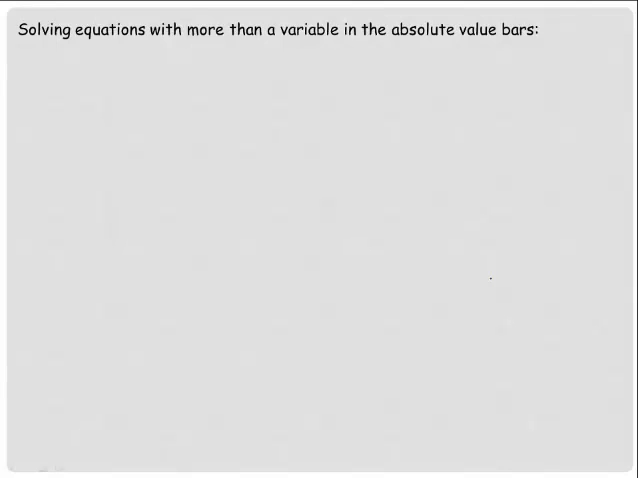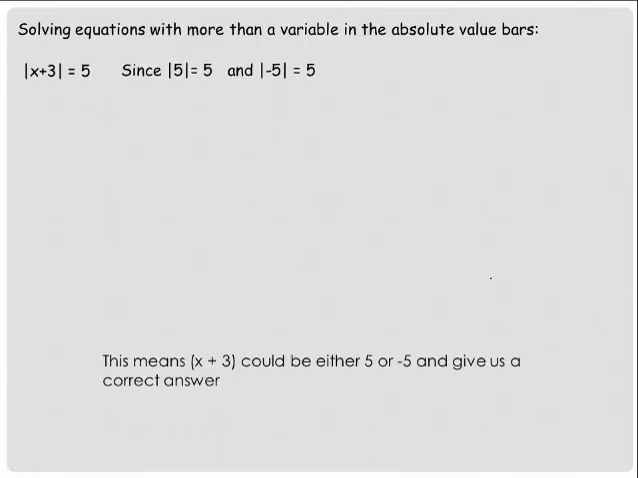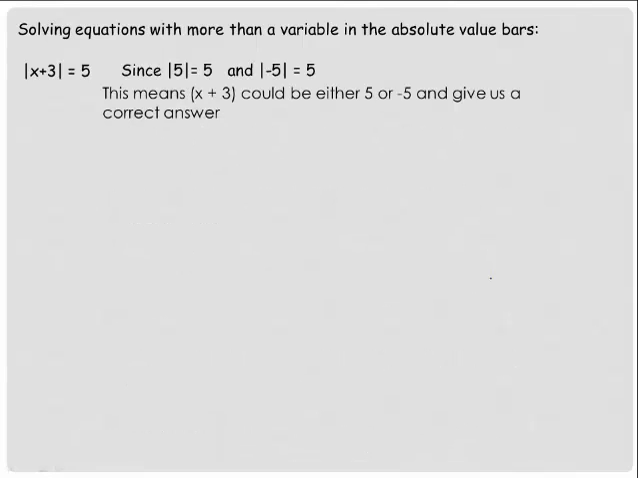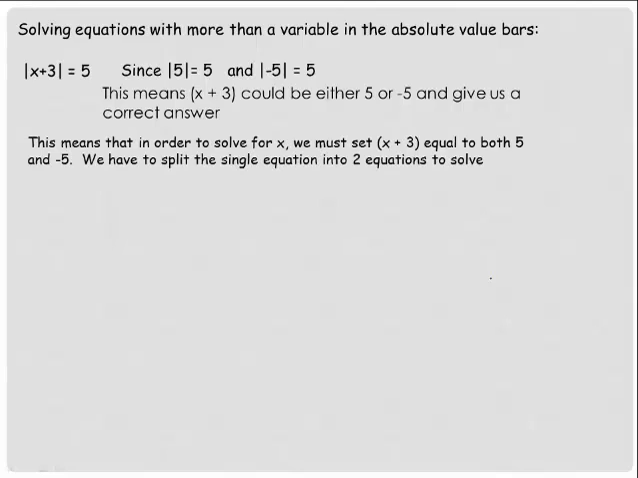Now sometimes you'll have more than just a variable inside the absolute value bars. So for example, I have |x + 3| = 5. Well, again, we know that the absolute value of 5 is 5, and the absolute value of negative 5 is 5. So that means that x plus 3 can be 5 or negative 5. That means we have to set x plus 3 equal to both 5 and negative 5, which means we've split it into two equations to solve it.